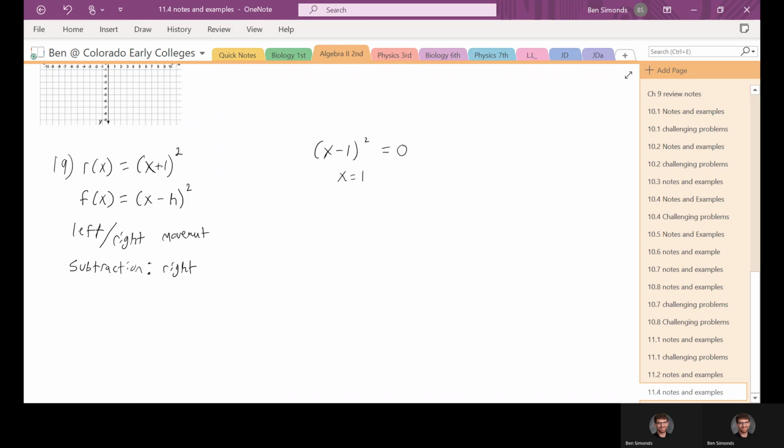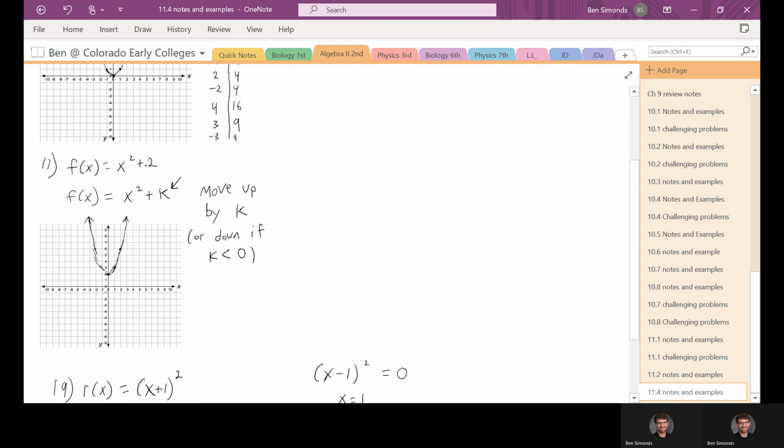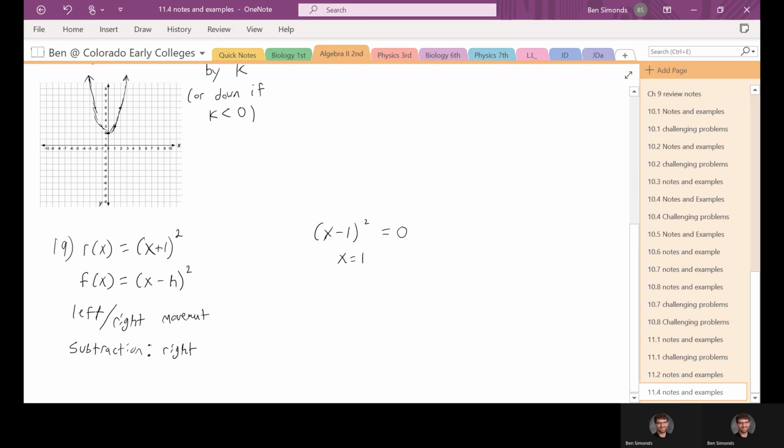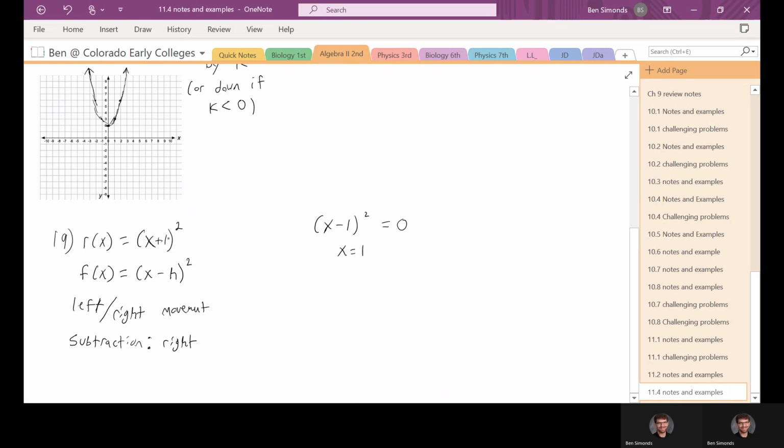It's just when x gets altered in some way. In this case, we've added 1 to x, we haven't added 1 to the entirety of x squared like we did up here with the 2. We've modified the quadratic function itself. So x and 1 together get squared.